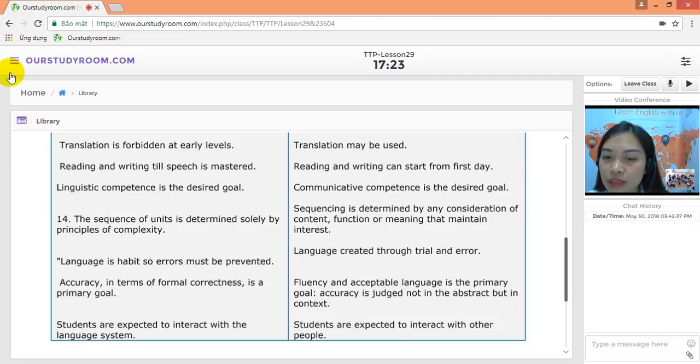Yes, teachers? The word itself, context. In audiolingual, items are not contextualized, while in communicative, the contextualization is a basic premise. Okay?